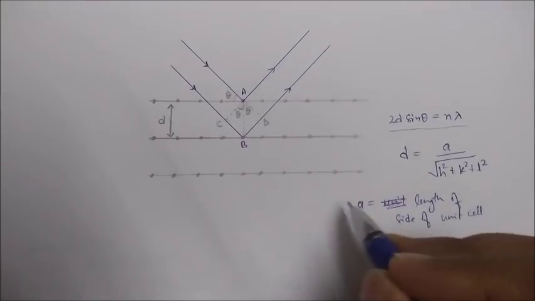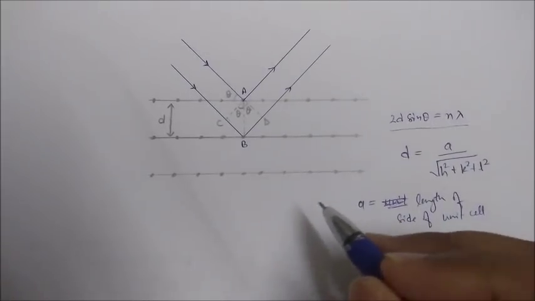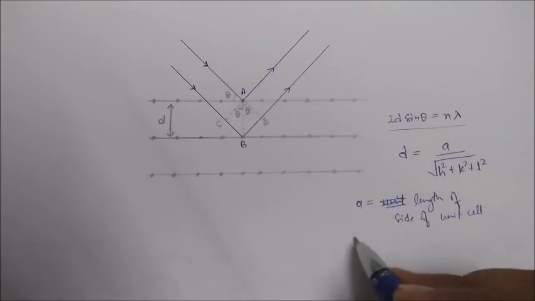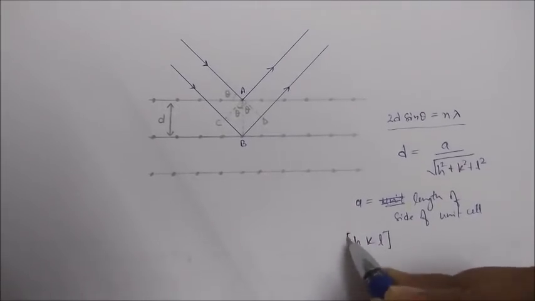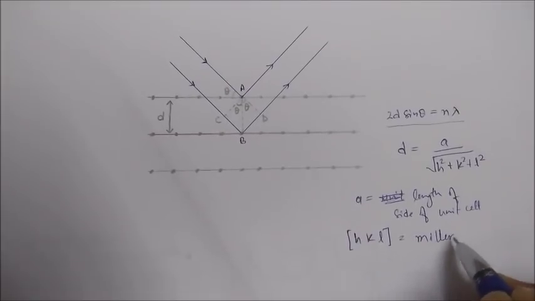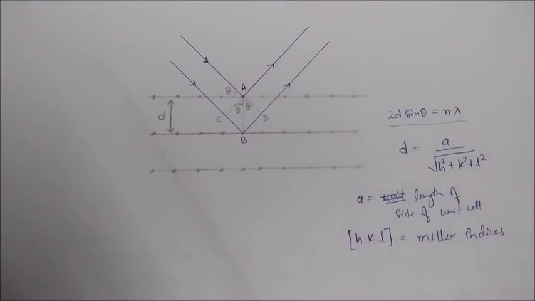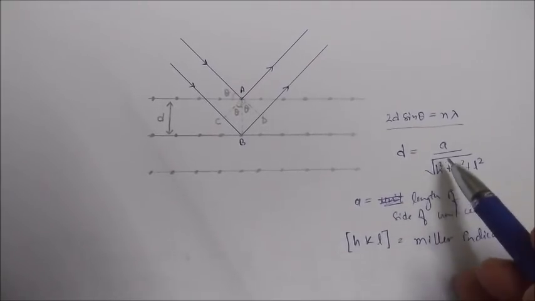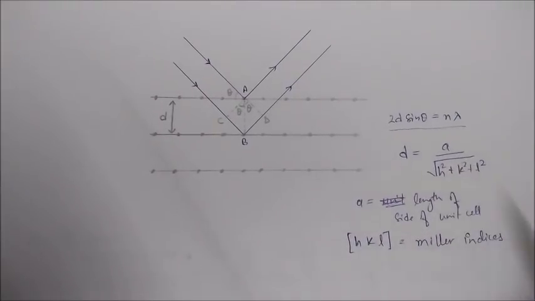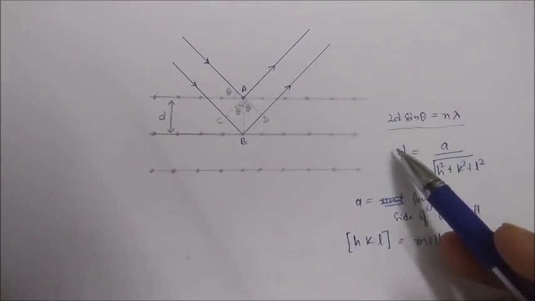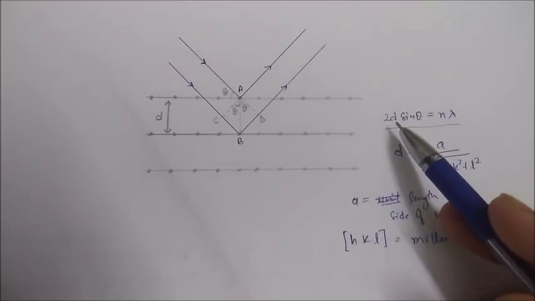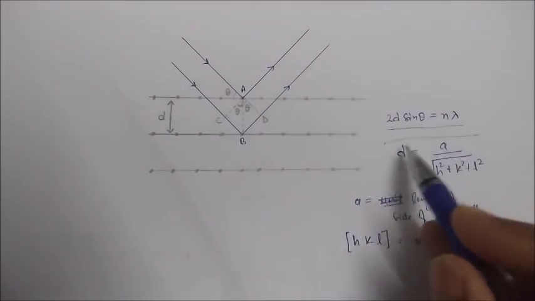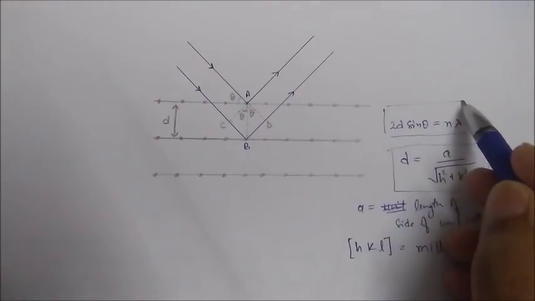Like if you have a cubical unit cell, the length of the side of the cube is your small a, and this h, k and l are your Miller indices. I'm not going into detail explaining Miller indices; I hope you know about them. Just by knowing the Miller indices and the length of the side of a unit cell, you can easily find out the interplanar distance. And if you find it, you can calculate other things as well, like lambda or theta. So this is the second important formula.